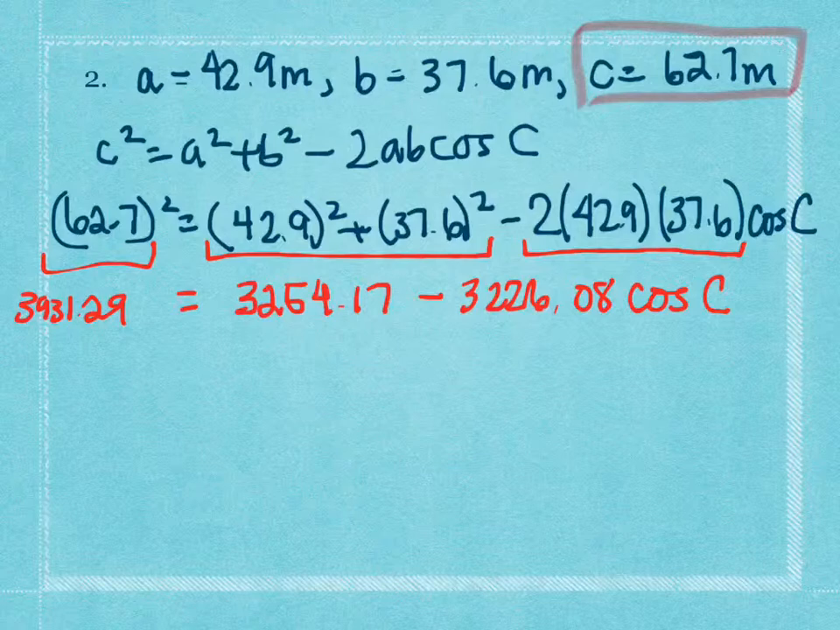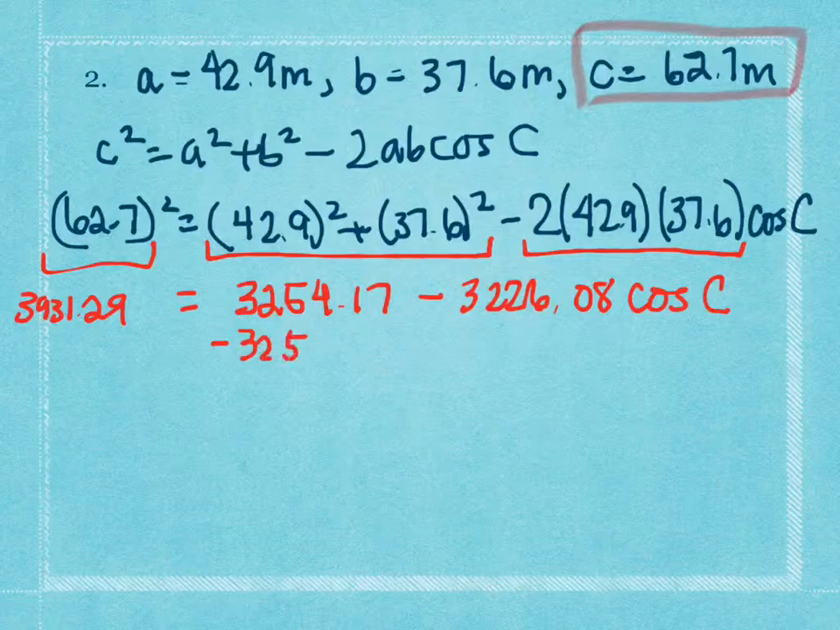Why can't I combine those? One of them is multiplied by cosine C. Cosine C is the variable in the problem, and I can't combine terms that are not alike. One of these terms has a variable in it, and the other one doesn't. But what I can do is subtract this 3254.17 over to the side with the 39.